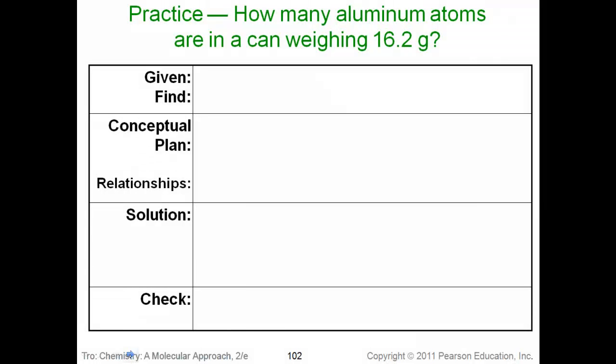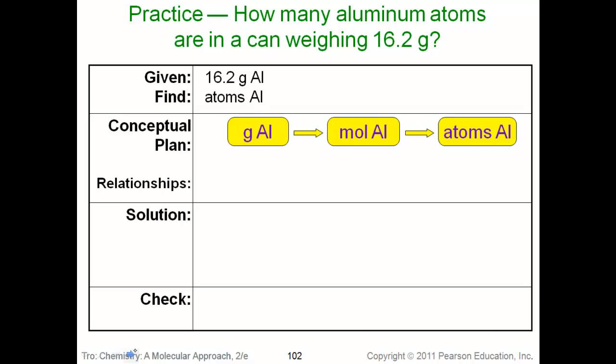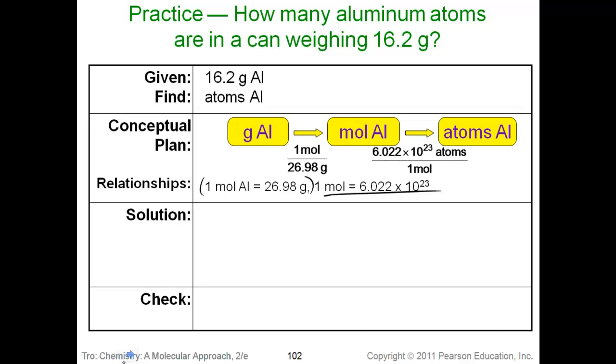Alright, one more problem. How many aluminum atoms are in a can weighing 16.2 grams? Write down what's given, write what you're trying to find, come up with your plan of action. We have to convert grams to moles. We use molar mass to do that, and then we convert moles to atoms using Avogadro's number. We get this relationship off the periodic table. You memorize this one, and then you go and make your conversion factors.